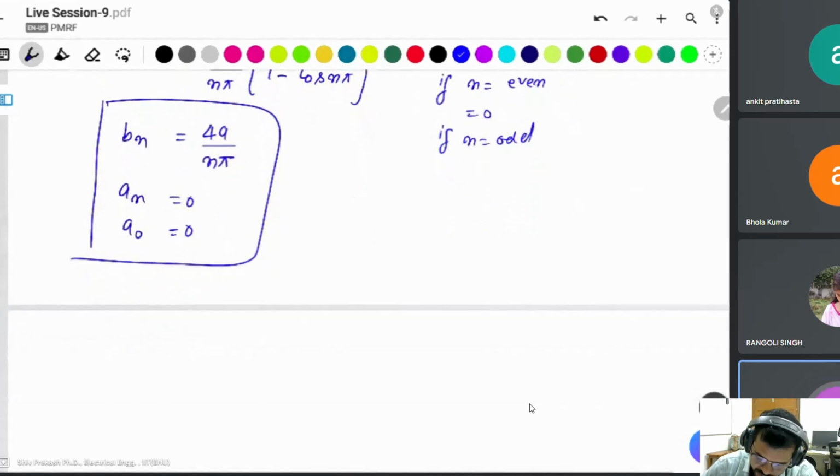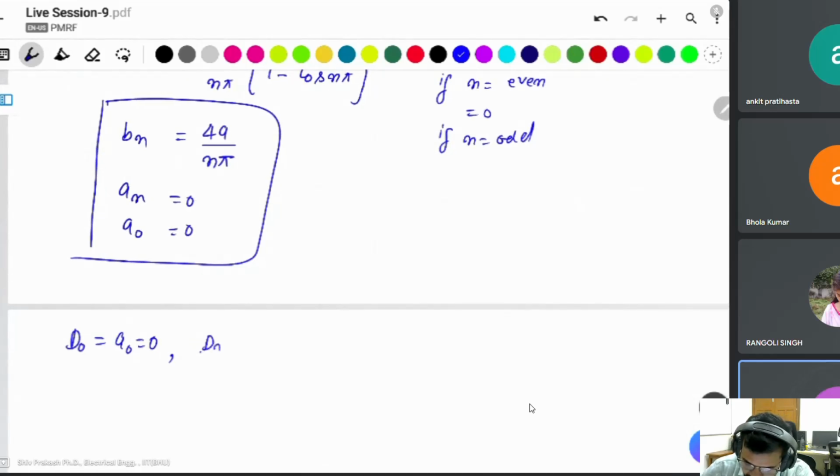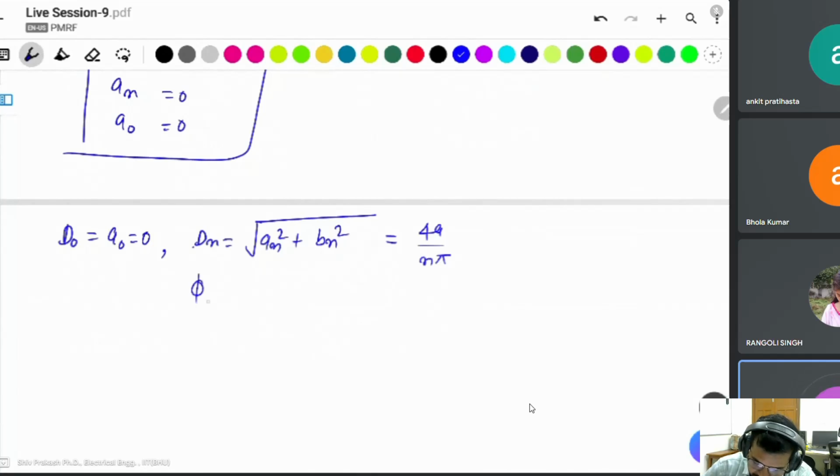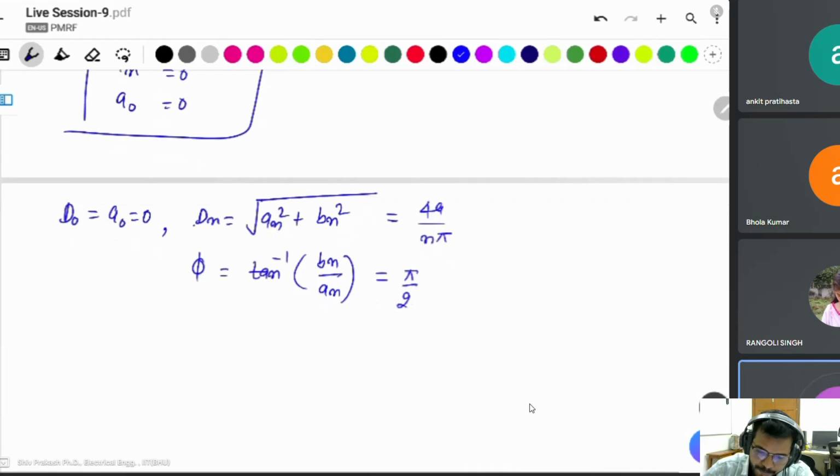Then we can calculate dn. D₀ is the same as a₀, which is 0. Given aₙ and bₙ, dₙ is equal to the root of aₙ square plus bₙ square. aₙ is 0, so only bₙ is there. bₙ is 4A by nπ, same as dₙ. Phi is equal to tan inverse of bₙ by aₙ, where aₙ is 0, so tan inverse of infinity, which means 90 degrees, π by 2.